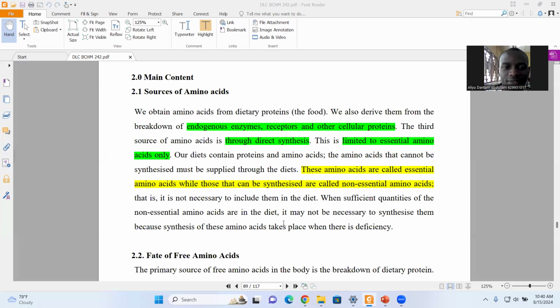You should. Enzymes. Most enzymes are proteins, but not all proteins are enzymes. Do you understand? There are enzymes that are not proteins, but most enzymes are proteins. Okay? So most enzymes are proteins except what we call ribozymes. Ribozymes are RNA molecules capable of catalyzing reactions, but they are not proteins. But most enzymes are proteins. So you can get amino acids from breakdown of proteins in the body.